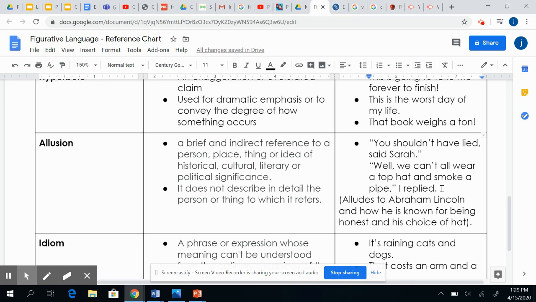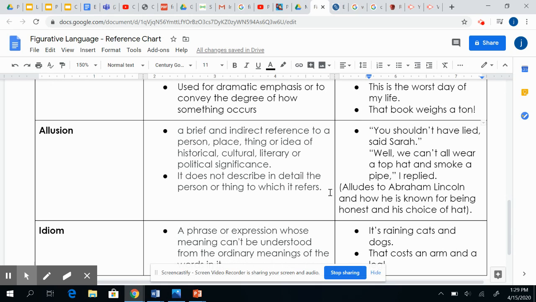Maybe not. But what an allusion does is it helps us to connect something that's going on in the story with something else that might be well known in our culture or society. These can sometimes be hard to spot, and if you're not familiar with the object that is being referred to, they can be easily missed. You're going to have to use a very careful eye to catch an allusion.